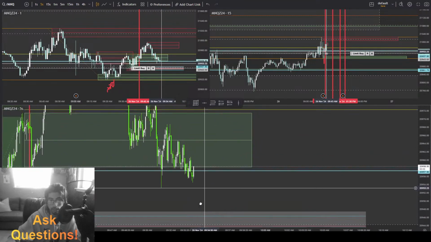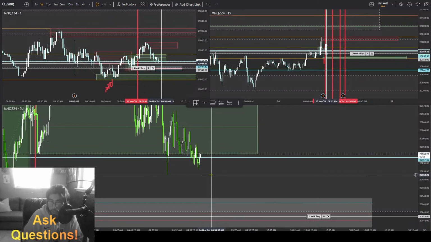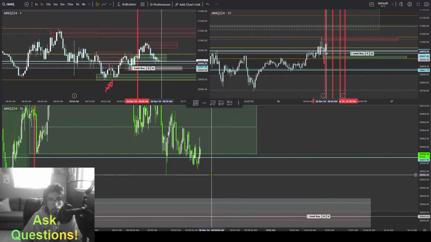I want to see this. I'm not really liking this price action at all. Just because it's obviously because it's FOMC and I trade such a lower time frame. There's a lot more volume than usual.